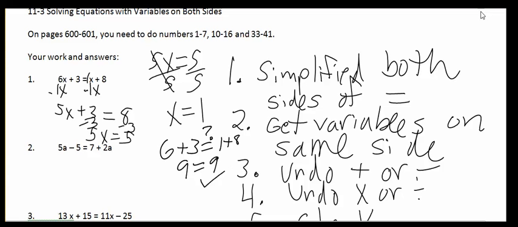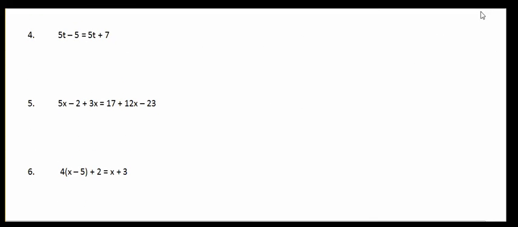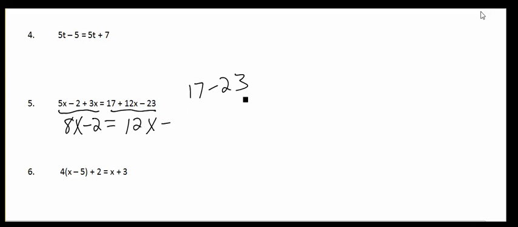So let's move down to one where there's a little bit more steps involved, like number 5. The first thing that we want to do is simplify both sides. So I have 5x minus 2 plus 3x. Well, 5x and 3x are like terms, so I'm going to rewrite this as 8x minus 2. And then I'm also going to simplify the right side. Well, I have 17 plus 12x minus 23. So it's the 17 minus 23 that are the like terms. So 17 minus 23, I'll write the 12x first, is minus 6.